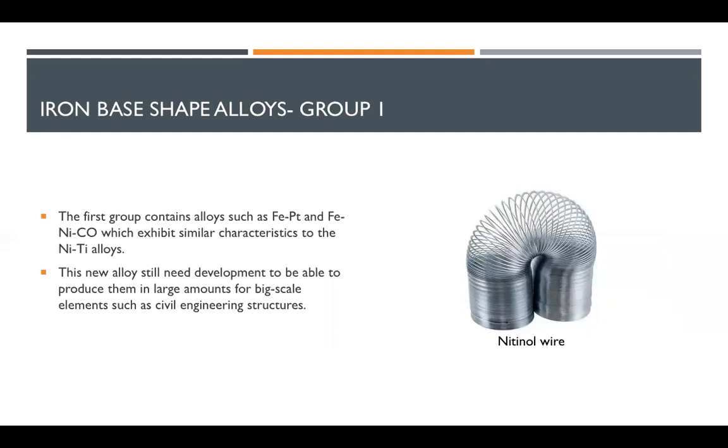The first group contains alloys such as iron platinum and iron nickel cobalt, which exhibit similar characteristics to the nickel titanium alloys. In 2010, a variation of these alloys was presented. It recorded a recovery strain of 13% at room temperature and a very high tensile strength. However, these new alloys still need development to be able to produce them in large amounts for big scale elements such as civil engineering structures.